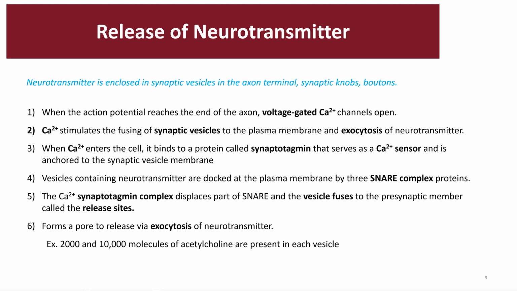Roughly 2,000 to 10,000 molecules of a neurotransmitter could be present inside every single vesicle. For example, acetylcholine contains this range of signals.